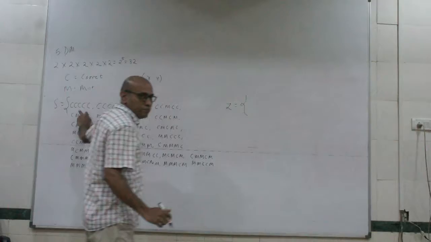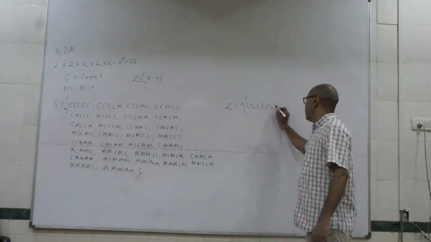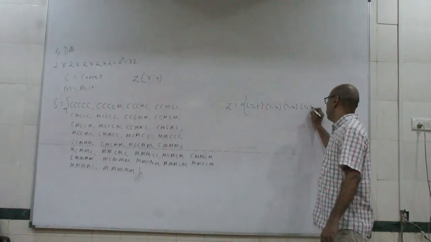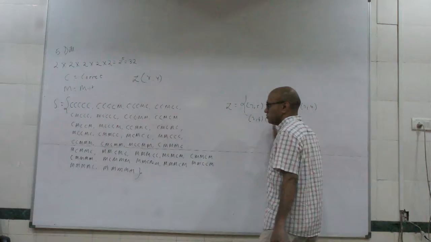3 and 5, right? 3 and 5. Then? 3 and 4. Then? 3 and 4. Then? 2 and 4. 2 and 4. Then this one? 2 and 4. Then? 2 and 4.